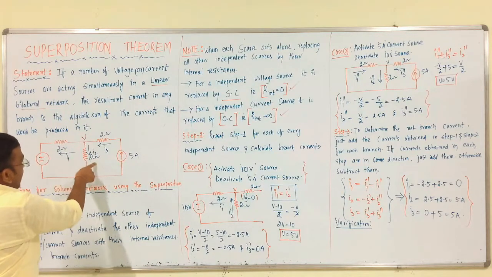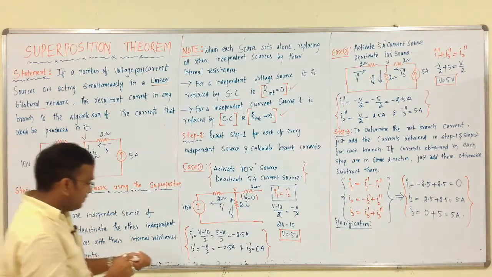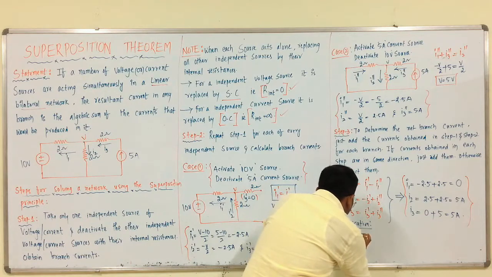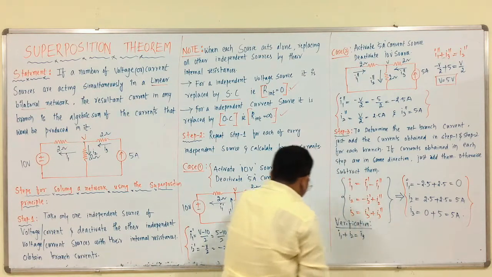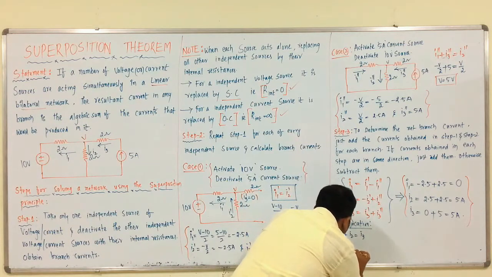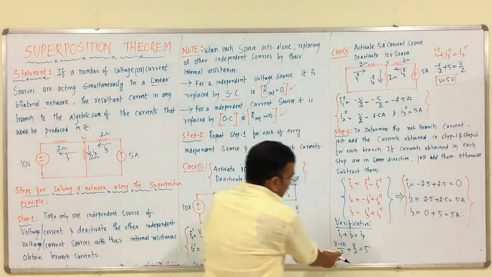See, I1, I2 leaving, I3 entering. So, I1 plus I2 is equal to I3. What is I1? (V minus 10) by 2, plus I2, V by 2, which is equal to I3. From the circuit, this is the nodal equation.